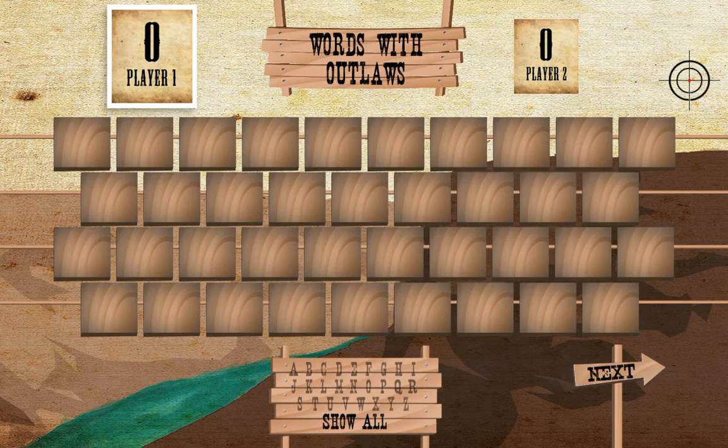The idea behind it is that outlaws from the Old West weren't exactly the best spellers, so the students have to prove that they are not outlaws by correctly spelling or guessing the words or phrases that you have put on these tiles, just like you would on Wheel of Fortune.